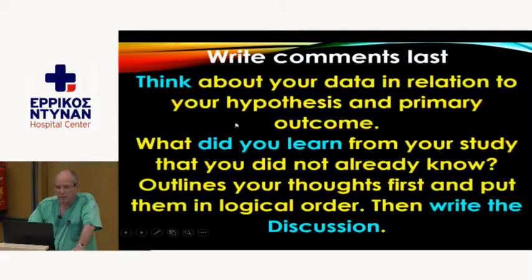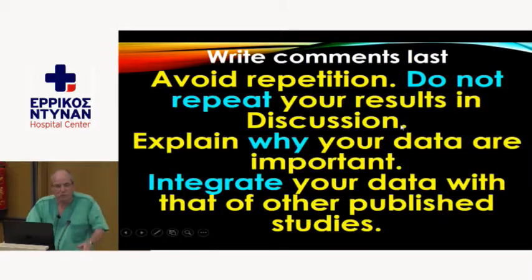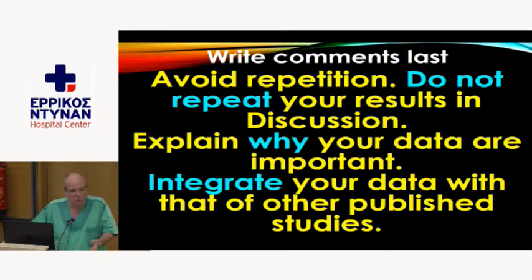Finally, you have the comments. Think about your data in relation to your hypothesis and the primary outcome. What did you learn from your study that you did not already know? Outline your thoughts first and put them in logical order. Then write the discussion. The discussion must be done at the end. The most important things to write are the materials and methods and the results. Because when you write both, you have the paper in your hands. So the discussion is consequent to what you have.